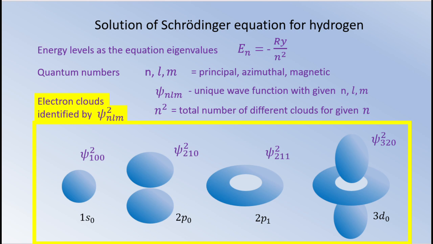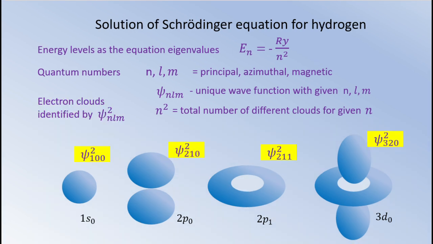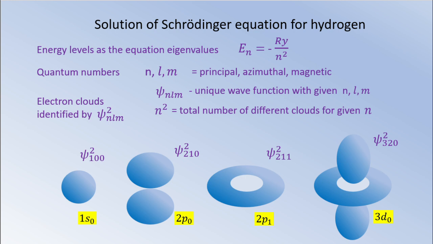On the slide, we see several clouds of different types. At the top, we use notations for wave functions in terms of quantum numbers. They are written in purple. Notations used in spectroscopy and chemistry are written in black at the bottom. Note that the size of the clouds is much larger than the size of the electron. The electron looks like a dot in each cloud.